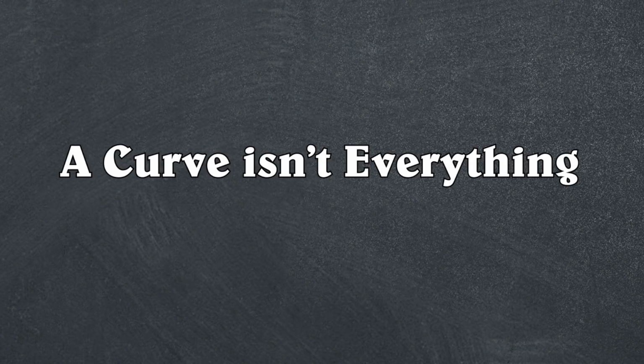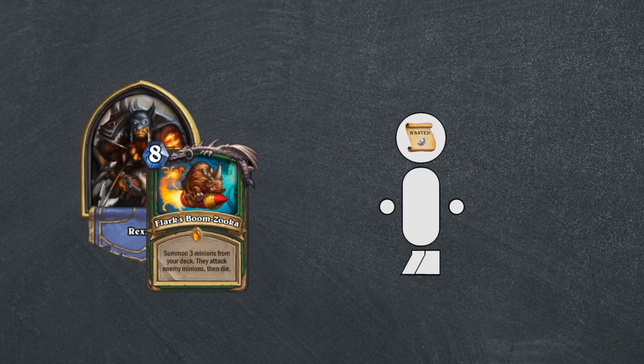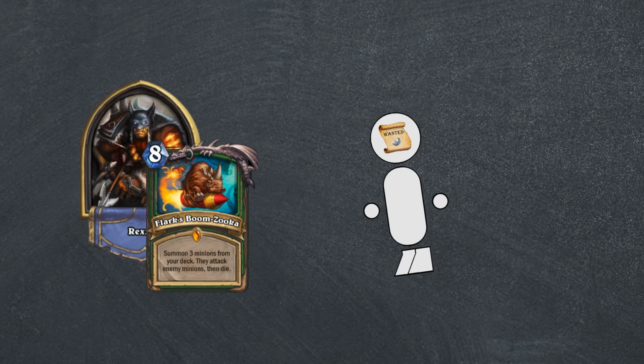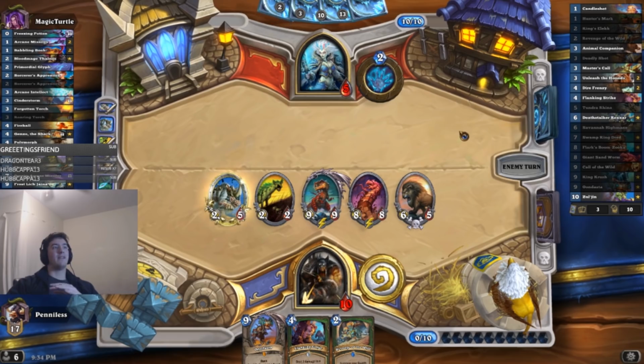A curve isn't everything. This control deck that we built kinda sucks, and why wouldn't it? It's Control Hunter, it's inherently a meme. Alright, if he has Pyroblast, I'm gonna be mildly miffed.